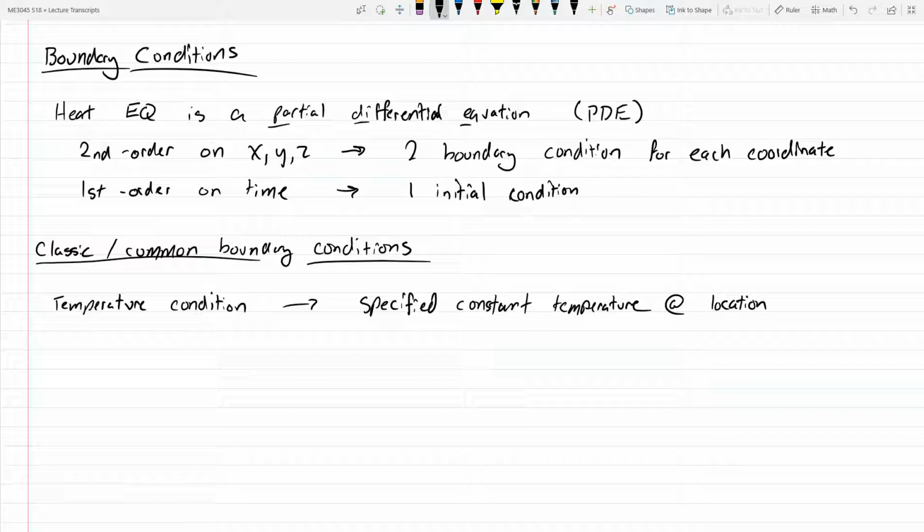So an example could be, you could say that T is equal to 0 at x equals L, or T equals 3 at x equals 0, right? It's a known temperature at a known location.